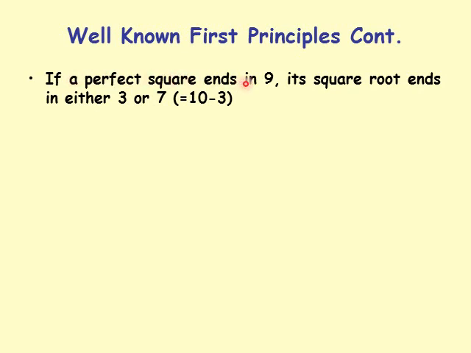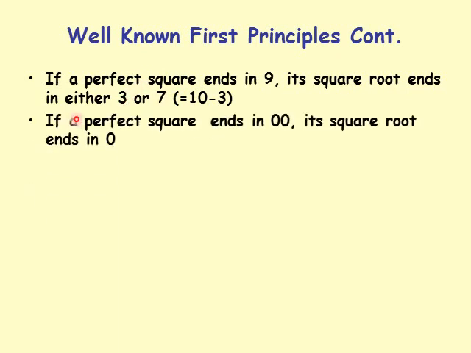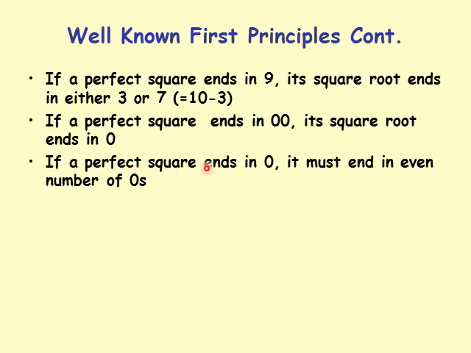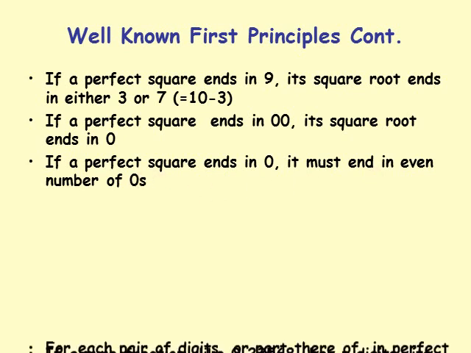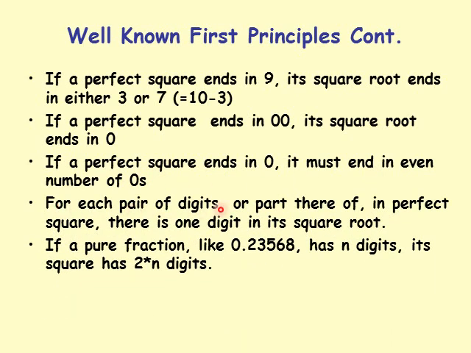If a perfect square ends in 9, its square root ends in either 3 or 7. Again, 3 and 7 are tens complements of each other. If a perfect square ends in 2 zeros, its square root ends in a 0. If a perfect square ends in a 0, it must end in an even number of zeros. For each pair of digits or part thereof in a perfect square, there is one digit in the square root.